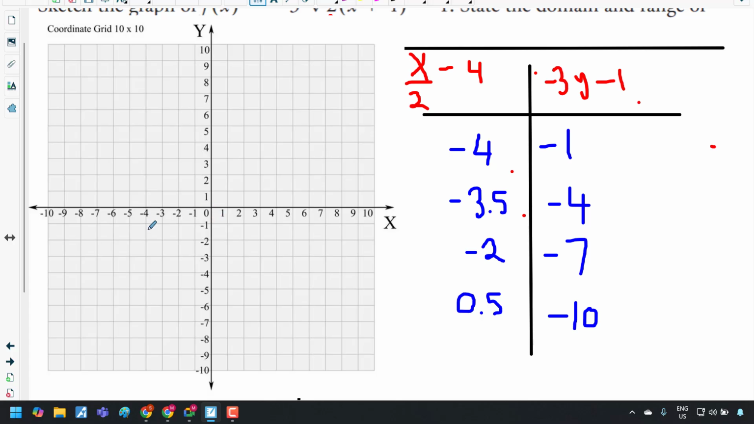-4, -1, boom. -3.5, -4. -2, -7. And then a positive half, -10. So it's looking like the function goes like this.